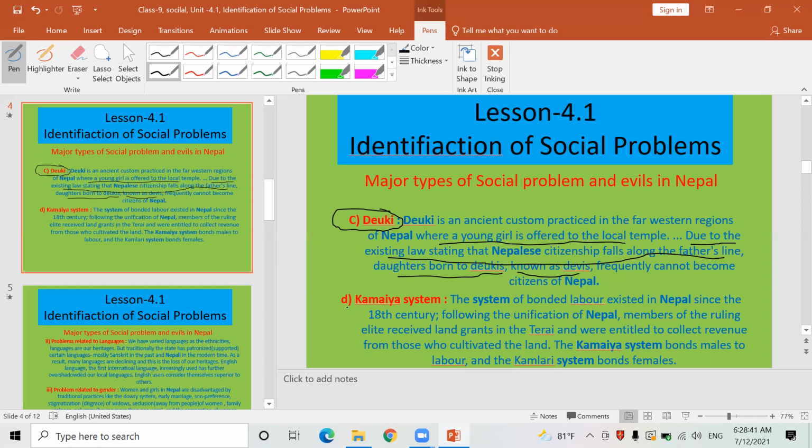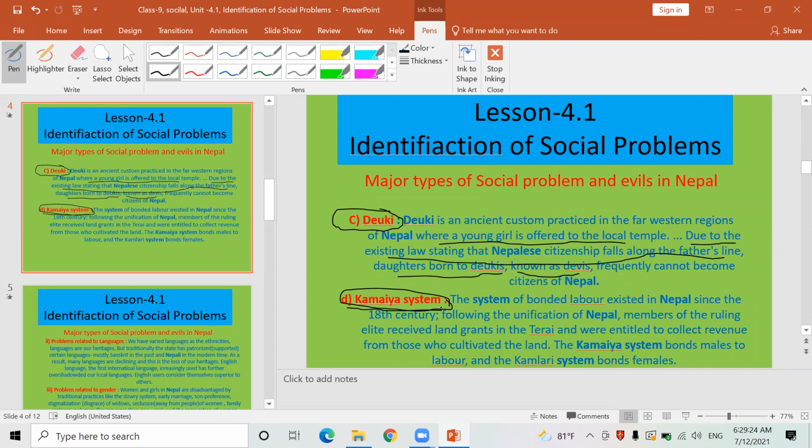Similarly, let's go to the next topic, the Kamaya system. This is a social problem. Look here, the Kamaya system doesn't belong to any religion, but it has occurred in society. Sir, which religion does Deuki belong to? Deuki belongs to Hinduism. Okay. Kumari is another social label that belongs to Buddhism. It is not mentioned in my note, but I'm sure it must be related with Hinduism.